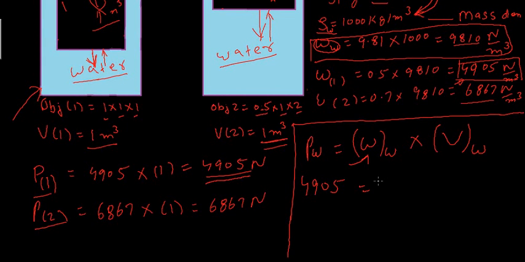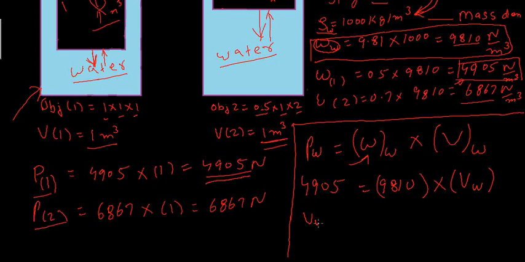Now, what is the specific weight of the water? That is 9810 newtons per meter cube. Now, what is the volume of the water which has been displaced by object 1? I don't know. So let's write volume of water. Now from this we can calculate how much volume of water has been displaced.